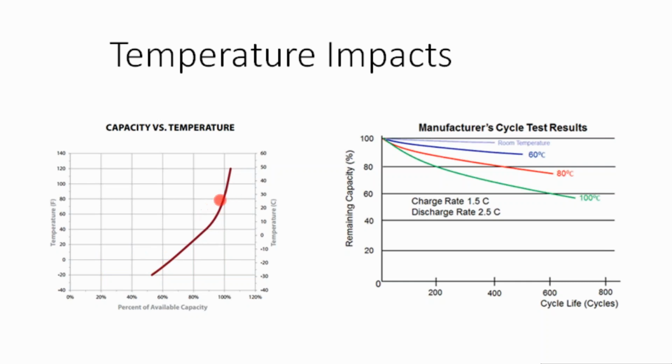Now, also what we see is batteries will actually be able to store a little bit more power at higher temperatures. But when they operate at higher temperatures, they're going to get fewer cycles out of them. And so this graph on the right is more pertinent to lithium-ion batteries.